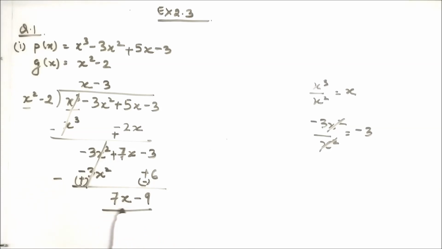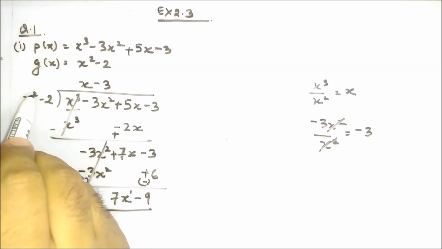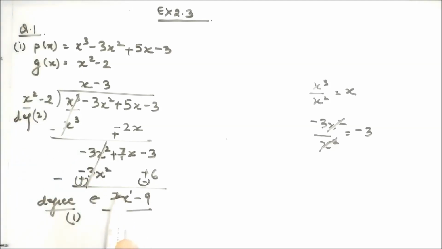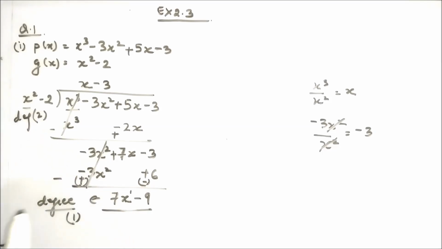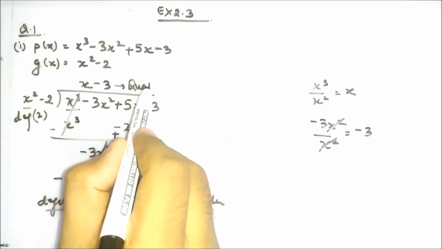When do we have to stop? The degree is the highest power of variable. Variable is having a power of 1, so degree of this polynomial is 1. Whereas degree of this polynomial, that is highest power of x, is 2 here. So degree of this is 2. When the degree of the expression becomes less than the divisor, then you need to stop. So here we get the degree as 1 and here we get the degree as 2. So we need to stop it here. So this will be our remainder, and this x minus 3 will be the quotient.